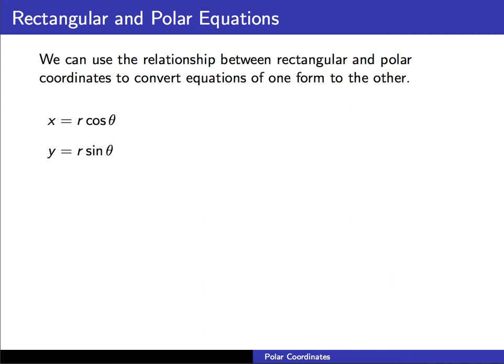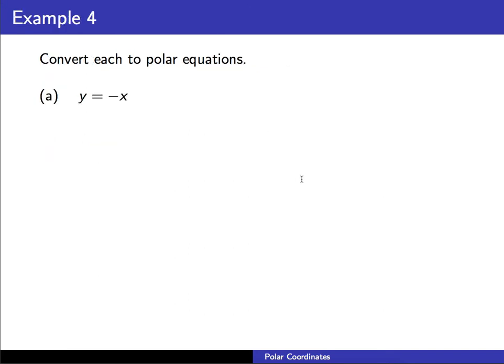In this video, we're going to convert from rectangular to polar, and in the next one, we'll go backwards from polar to rectangular. So for this one, we're going to use the relationship that x is r times the cosine of theta, and y is r times the sine of theta. And in the next one, we'll look at x squared plus y squared is r squared, and that tangent of theta is y over x.